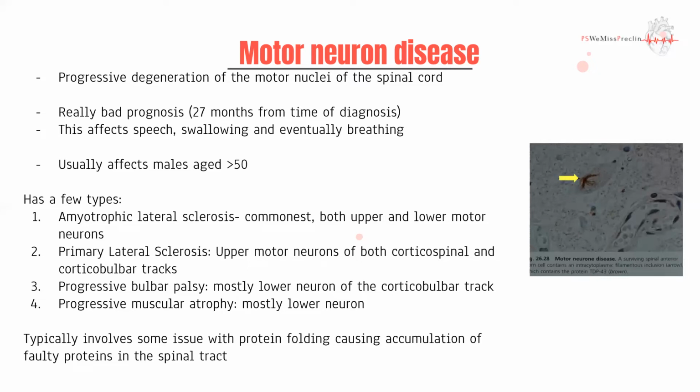As the name suggests, muscular atrophy is typically a lower motor sign, right? And that's why we have your lower motor neurons being affected. The reason we get these diseases, the etiology is quite unknown, but it's considered to be hereditary. We have an issue with the folding of proteins that leads to the accumulation of faulty proteins in the spinal tract. And over time, these accumulate and cause local destruction within these tracts.